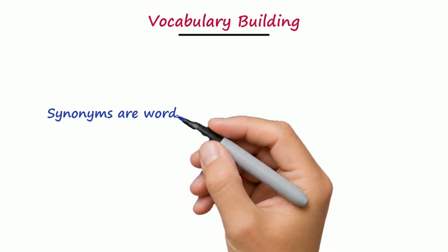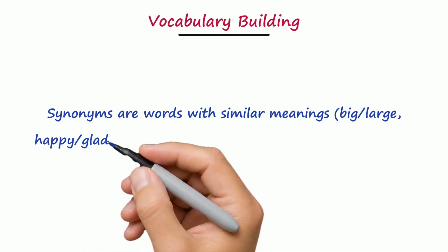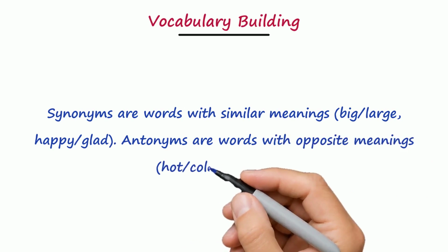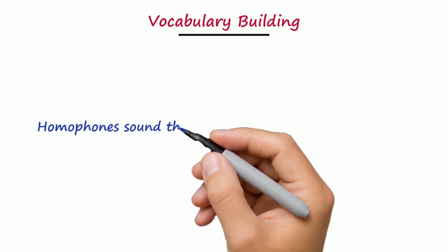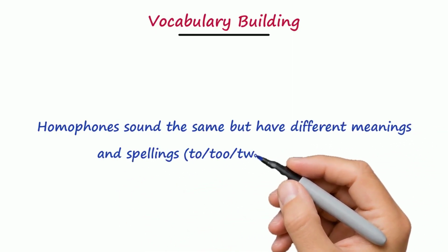Synonyms are words with similar meanings, big/large, happy/glad. Antonyms are words with opposite meanings, hot/cold, up/down. Homophones sound the same, but have different meanings and spellings. To/too/two, there/their.